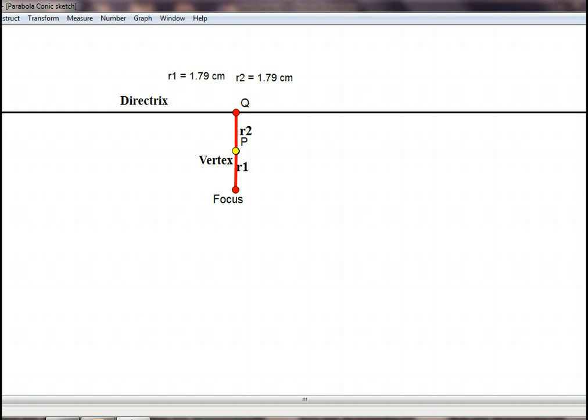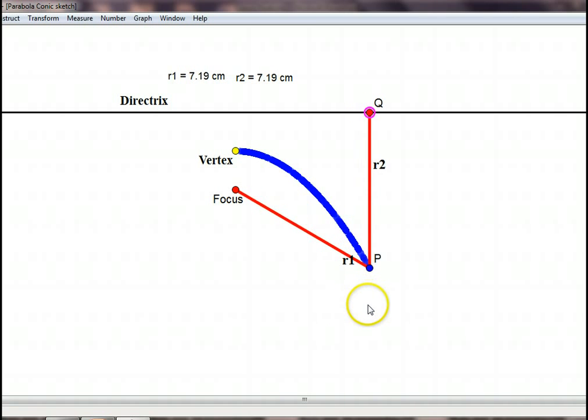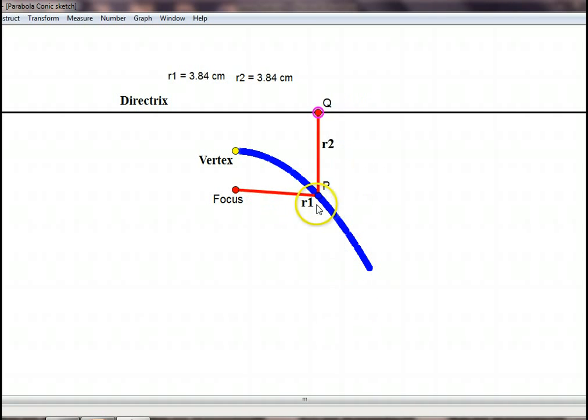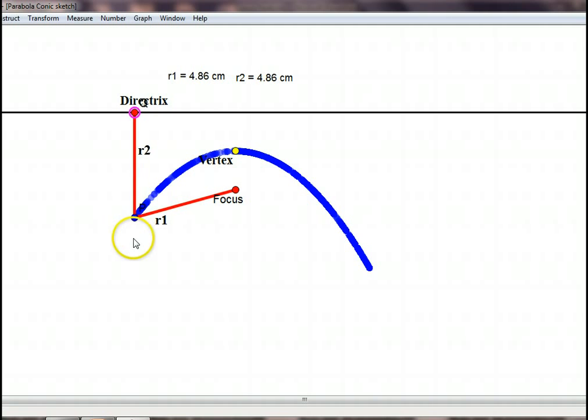So what we're going to do is draw out our parabola by moving point Q along the directrix. Notice that the lengths of R1 and R2 are always identical, exactly the same length. Notice that at point Q, we have a right angle. So we have our directed distance from point P to the directrix, which is R2, and R1 is the distance from the focus to point P. And you can start to see the parabola sketched out. Our vertex is up here where we change direction. On the other side, we can draw the other part of the parabola.